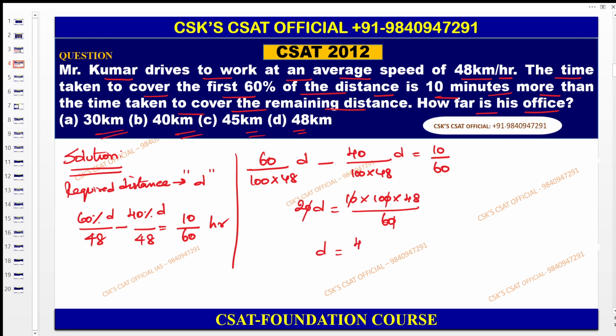Then 48 into 10 by 12. So this is nothing but 4 times, 4 into 10 becomes 40. So the distance unit is kilometer, since we have already converted the time from minutes into hours. Okay. If you are having any doubt, you can ask. So the answer is option B, 40 kilometer. Okay, fine. So now let us move on with the next question.